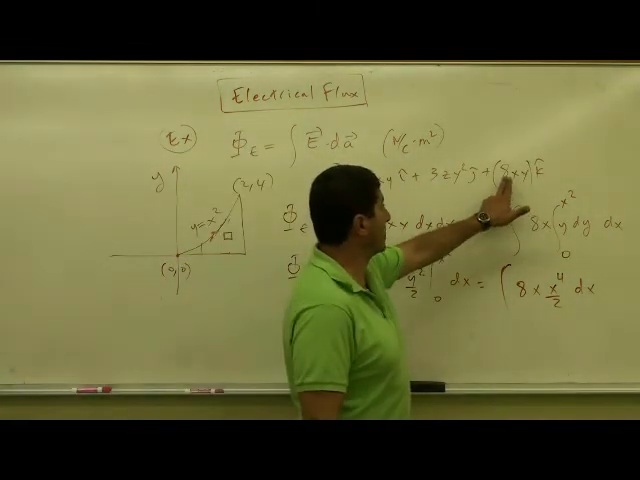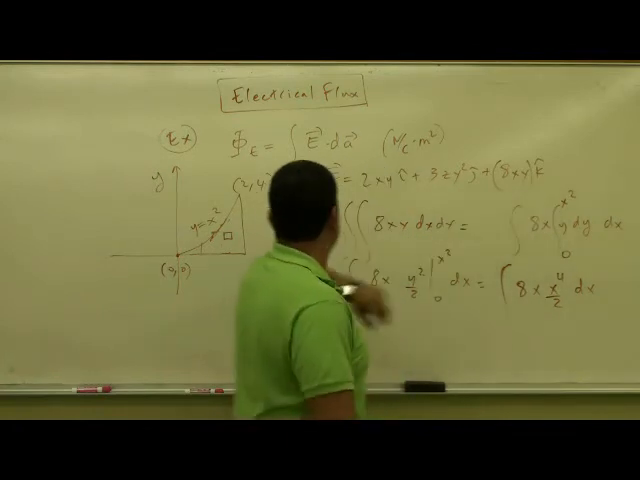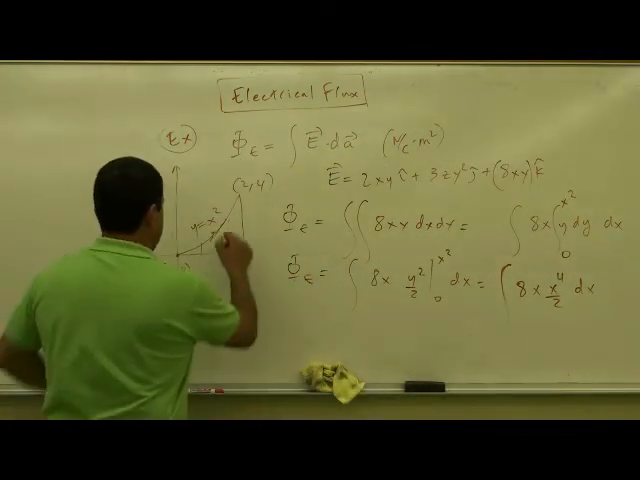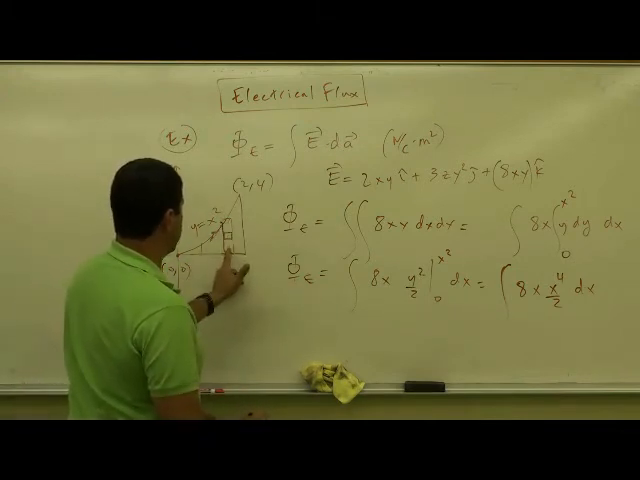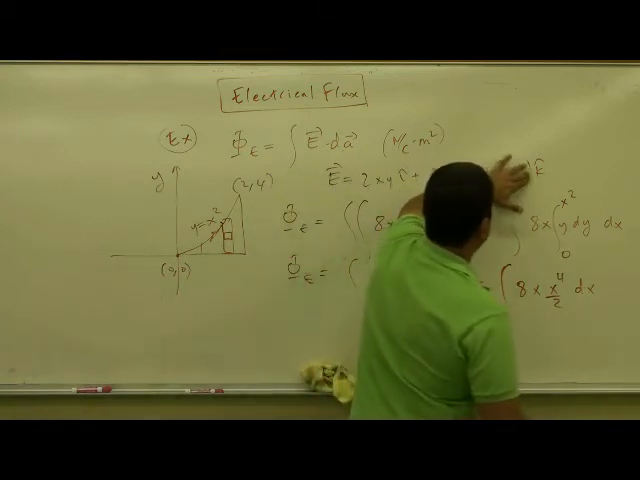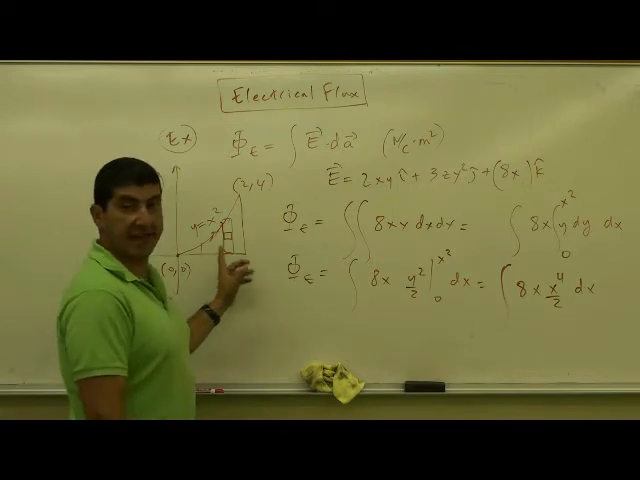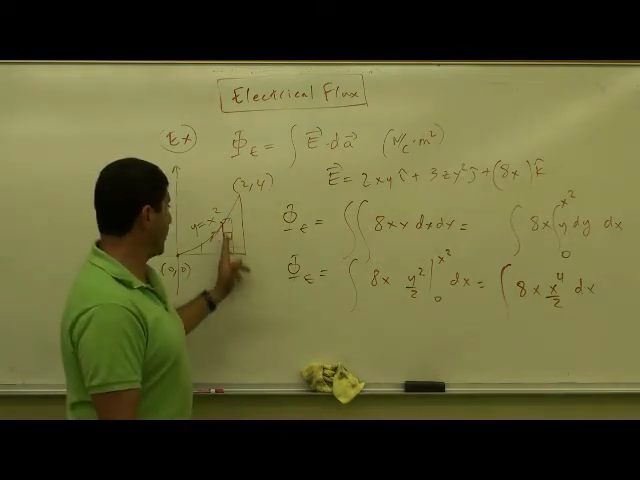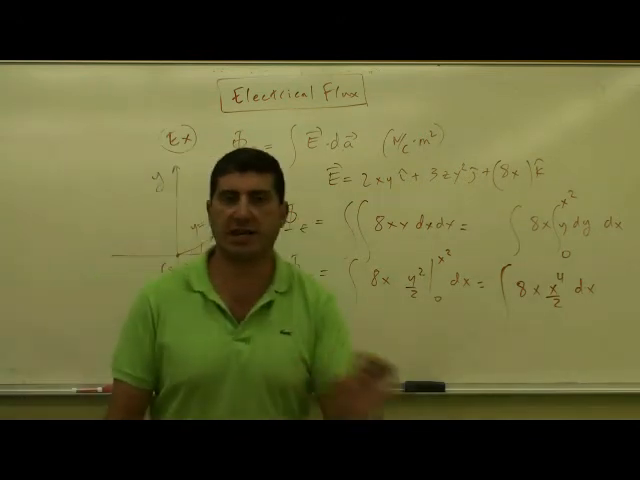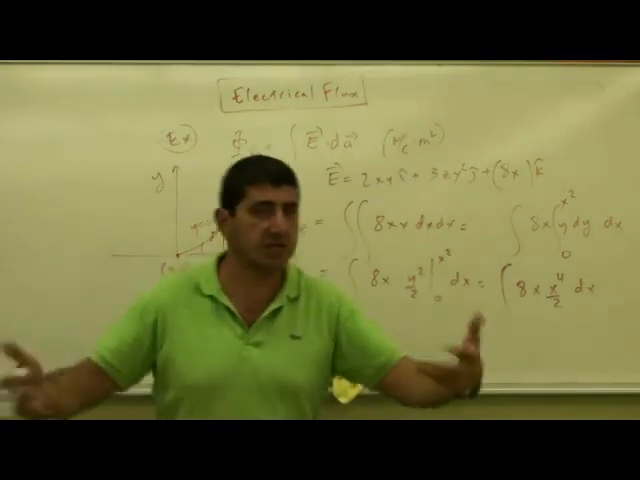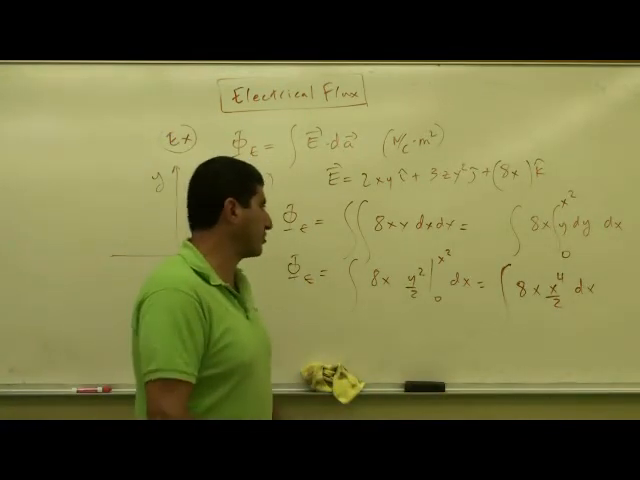Now, if this one was 8x and there was no y, then I could have chosen a vertical rectangle, because along the vertical rectangle, if there was no y, it has a certain x value. So along that, the electric field is uniform. So I could have chosen my dA as y dx, right? Or I could have still done it as a double integral. You can always do a double integral. So you're always safe with a double integral.